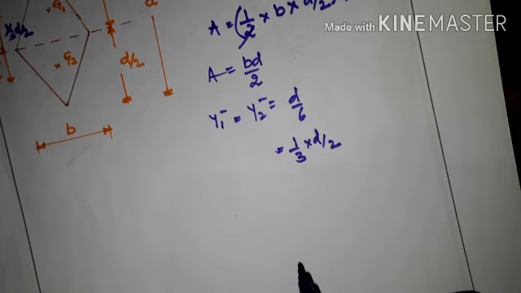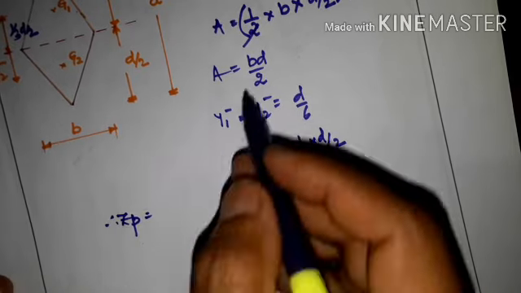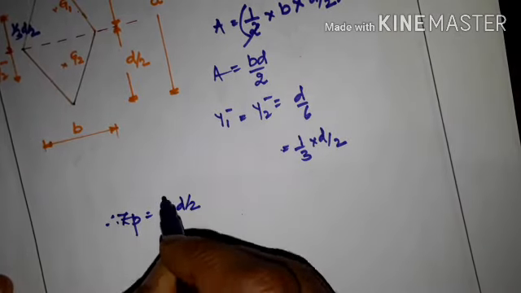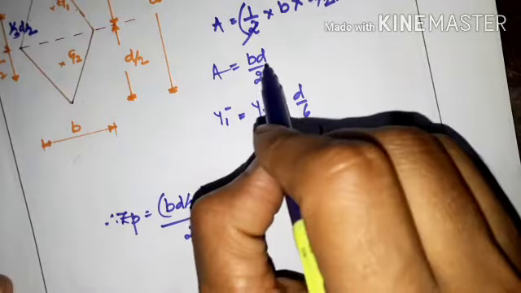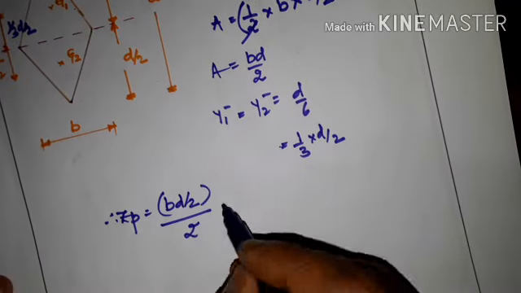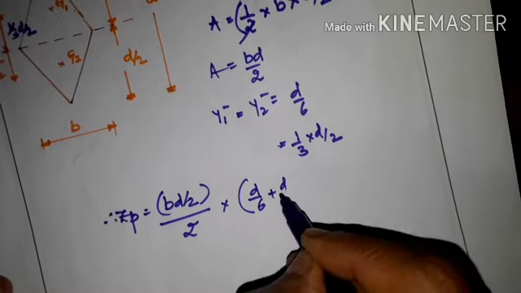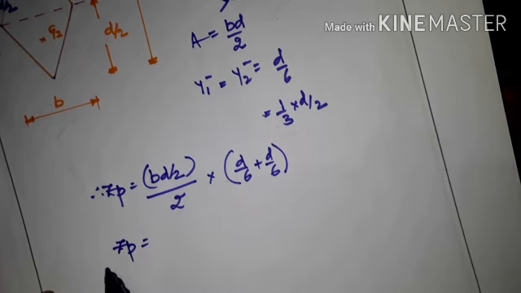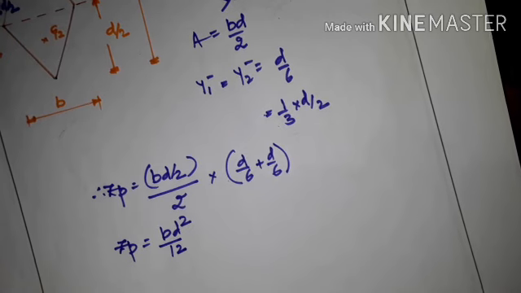Okay, so therefore ZP is equal to A by 2 into Y1 bar plus Y2 bar. A is BD by 2, divided by 2, into Y1 bar plus Y2 bar. Y1 bar is D by 6, Y2 bar is D by 6. So therefore, we get ZP as BD square by 12.